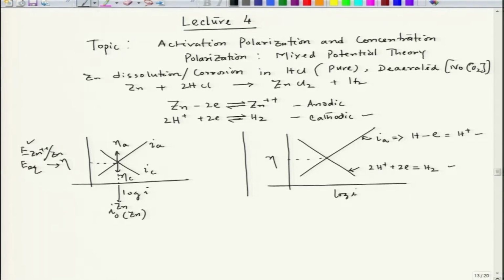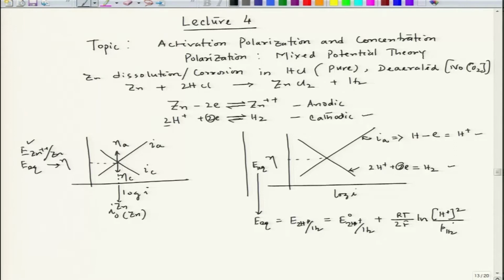So, here also I will have E equilibrium, which is nothing but E 0 H plus H2, where we are considering reduction potential, plus RT by 2F, because here we are considering 2 electrons, ln of activity of H plus squared, because there are 2 H plus ions, over partial pressure of hydrogen, and if I take 25 degrees Celsius temperature, 1 atmosphere pressure.